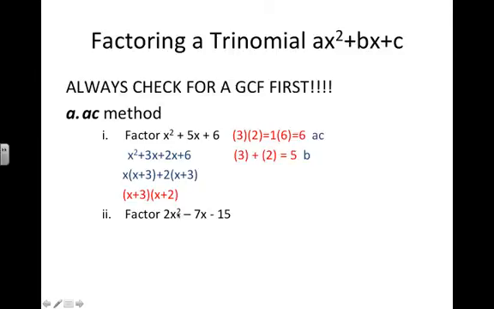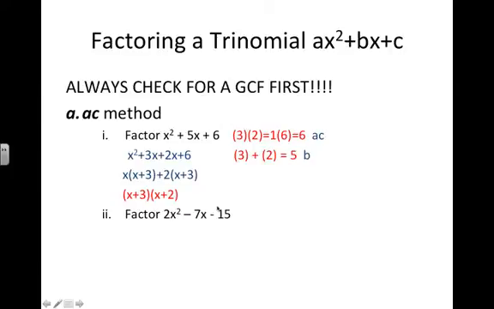All right, so let's try this again with another example, where a is not equal to 1. Okay, so we're going to factor 2x squared minus 7x minus 15. There's not a common factor, so we can go straight into the AC method. Remember, a is 2, b is negative 7, and c is negative 15.